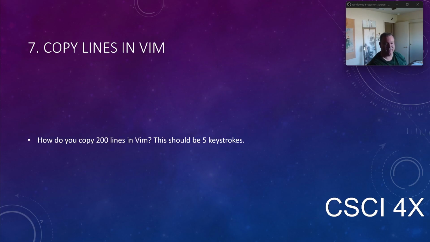All right. Next up, how do you copy lines in Vim? Last week we asked you how to delete 200 lines. This time we're going to ask you how to copy 200 lines. How to yank 200 lines in Vim. This should be exactly 5 keystrokes. No more, no less.